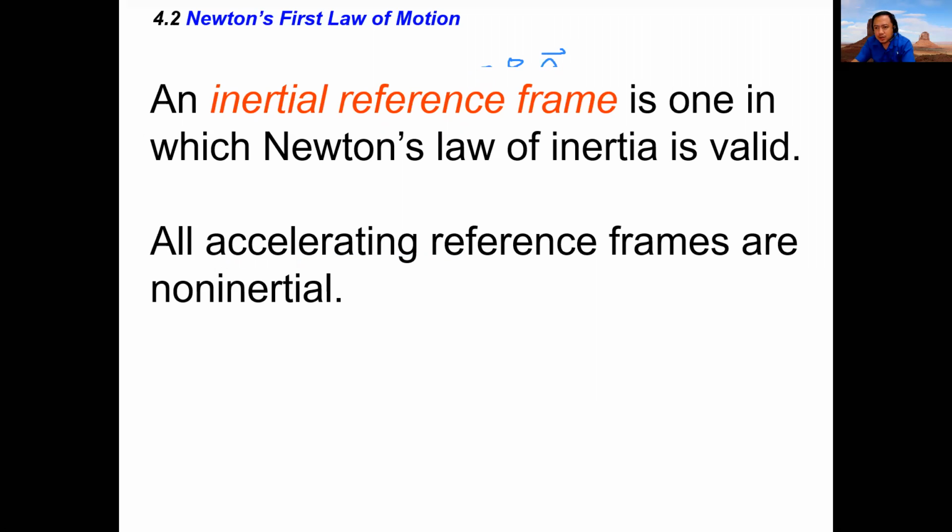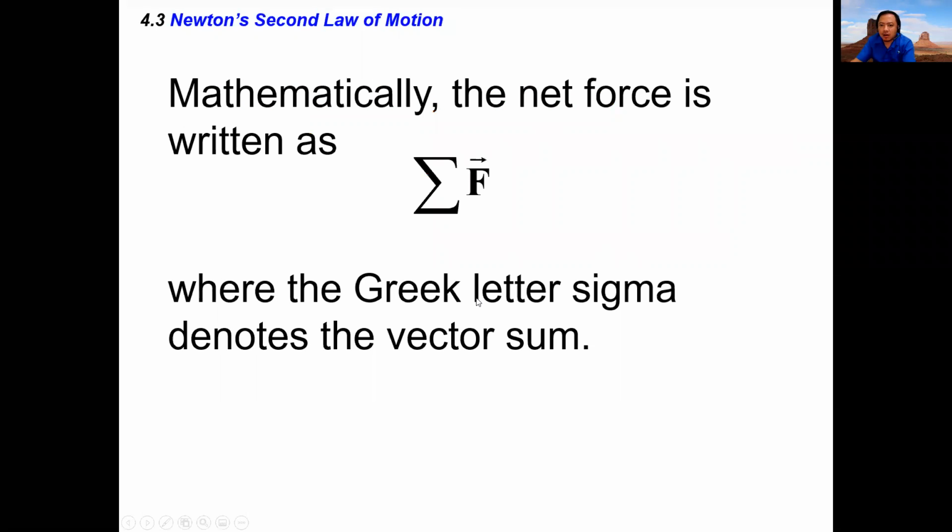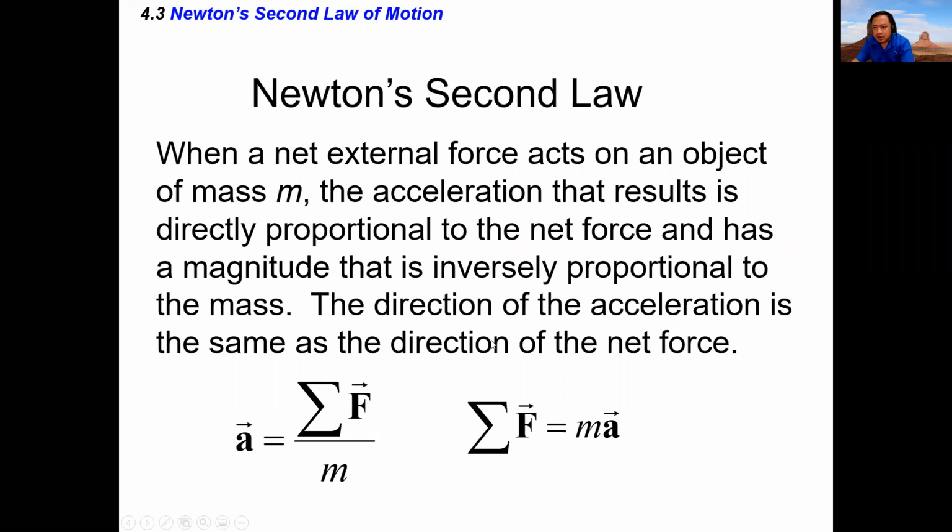Okay, so that's to clarify that the first law is only operational for the state wherein the object is at rest or moving at constant velocity. Okay, and Newton's second law. Newton's second law is in terms of force, mass, and acceleration. Mathematically, it describes the net force, using the symbol sigma. And take note, the force has an arrow on top because force is a vector. Okay, the sigma means the vector sum. And this is how Newton's second law is stated.